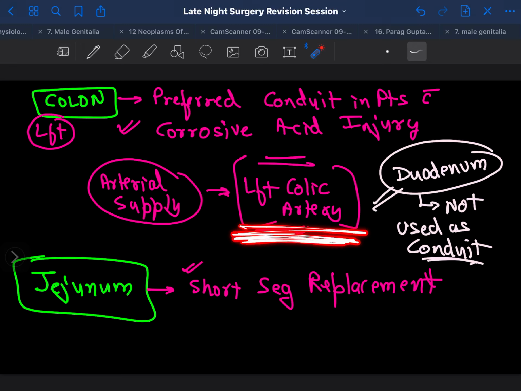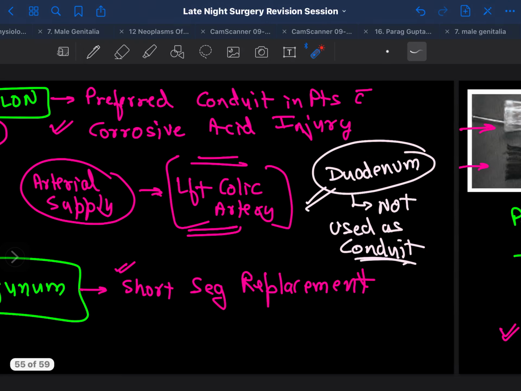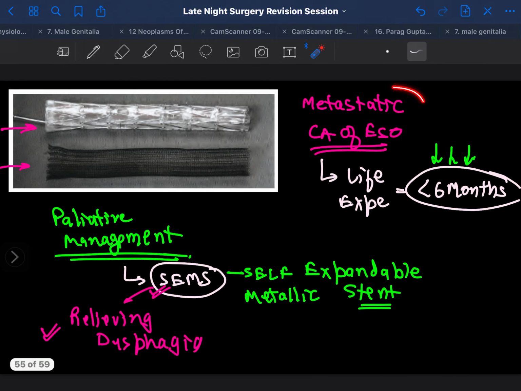Now, if we talk about the arterial supply, the arterial supply of this particular colon is the left colic artery. And the jejunum can be used for a short segment replacement. The duodenum is not used as a conduit at all.